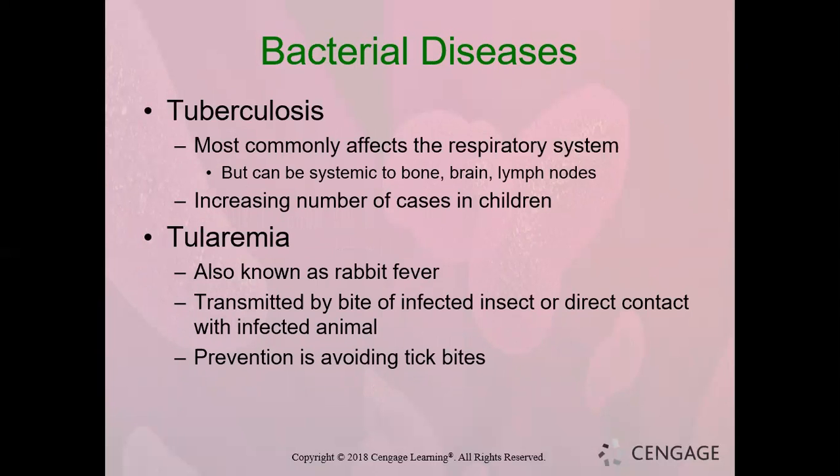Tuberculosis most commonly affects the respiratory system, with an increasing number of cases in children. Tularemia is also known as rabbit fever. It's transmitted by the bite of an infected animal, and the prevention, of course, is avoiding tick bites, but this still is a thing.